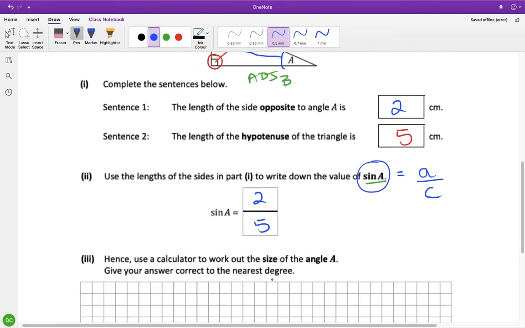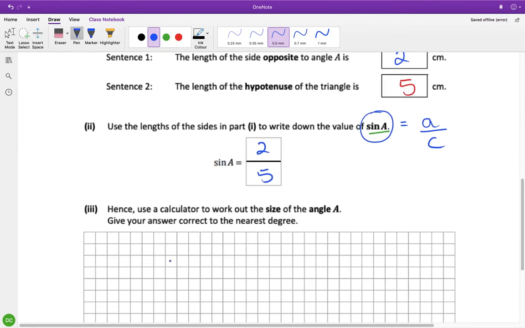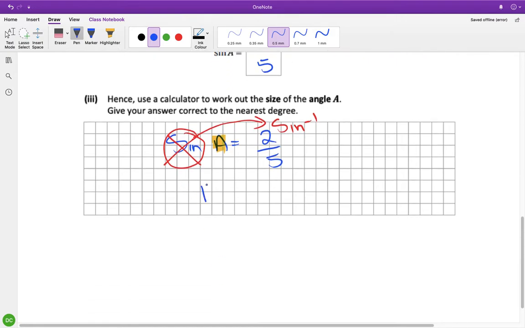And then use your calculator to work out the size of the angle A. So sine A equals 2 over 5. We are trying to find A, so we need to take this sine and move it across the equals. When you do that, it becomes sine minus 1. So we have A equals, and you do your shift sine to get sine minus 1, and then 2 over 5 gives me 23.578178848. That's what my calculator says.